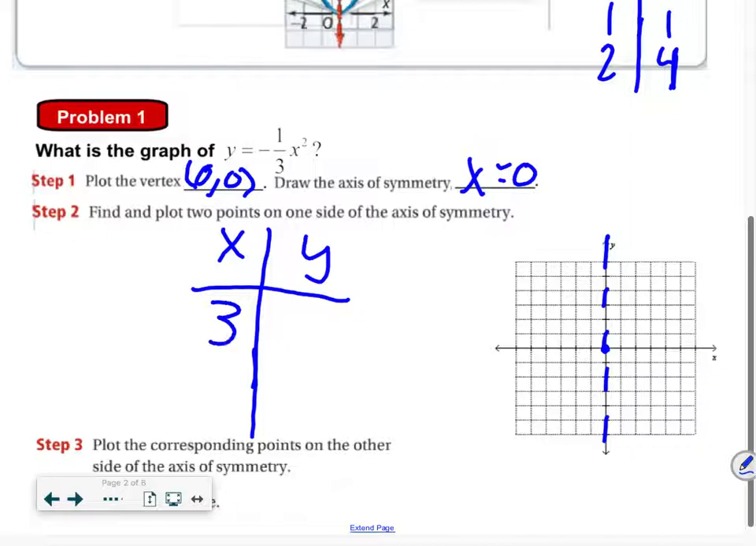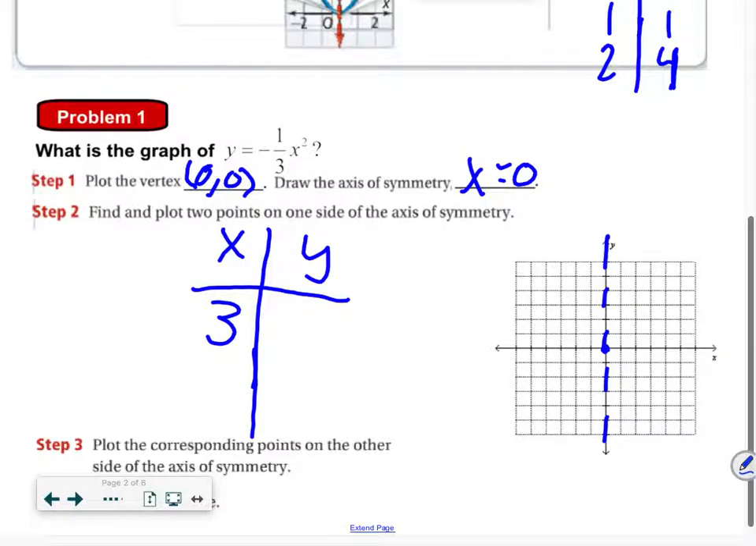So I'm going to pick x of 3. Why? Why would you choose that number? If you put 1 in here, you're going to get a nasty fraction, and ain't nobody like fractions.